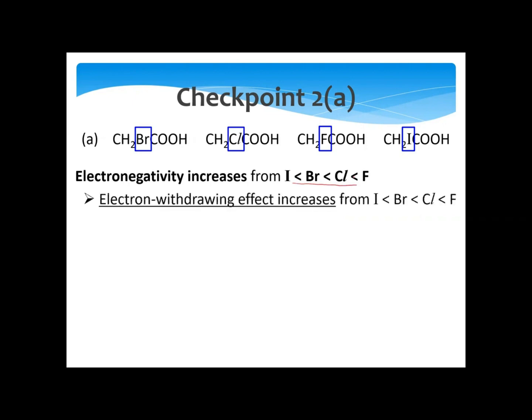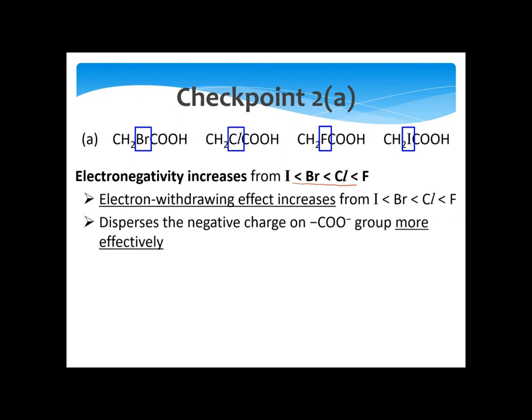Okay, it may be easier when you put it in like that. All right, so we know definitely F is the most electronegative from the way you write. As a result, let's look first at the electron withdrawing or electron donating effect. In this case, it's electron withdrawing effect, and it increases from iodine to bromine to chlorine to fluorine.